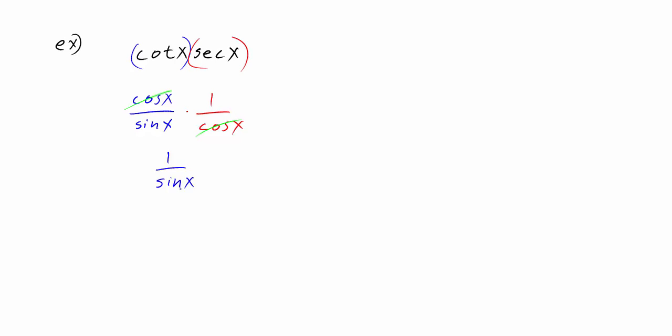Now, typically when you have this as a fraction, 1 over sine x, then we can simplify that using one of our reciprocal identities, and we know that 1 over sine is equal to the cosecant. And again, that's using the reciprocal identity.